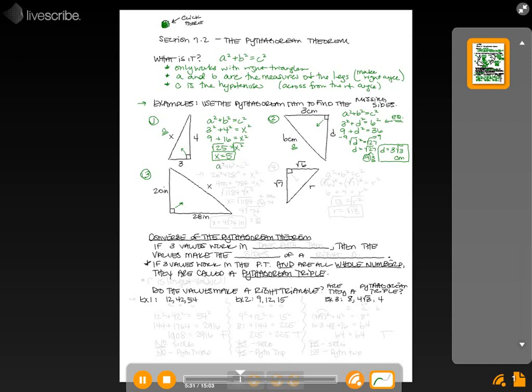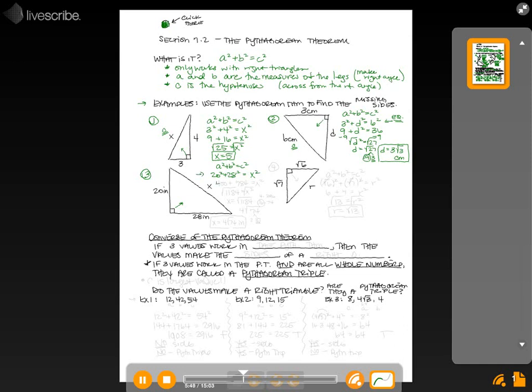So we start with a squared plus b squared equals c squared. Next step is to write that equation. A and b, again, it doesn't matter. So 20 squared plus 28 squared equals x squared. This is our equation. I do want to see that. So let's simplify it now.